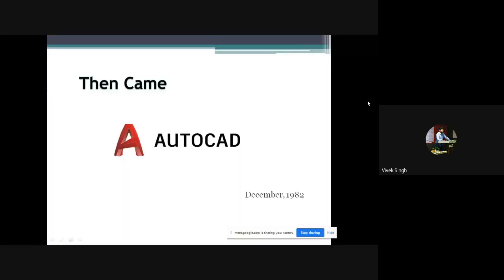Then came AutoCAD, and it came in December 1982. This was the very first software which was specifically useful for civil engineers who need some software which can help them to draft their plan, the plan which is finalized, you know, the top view of a building, or the plan view of a building, which is a finalized plan.